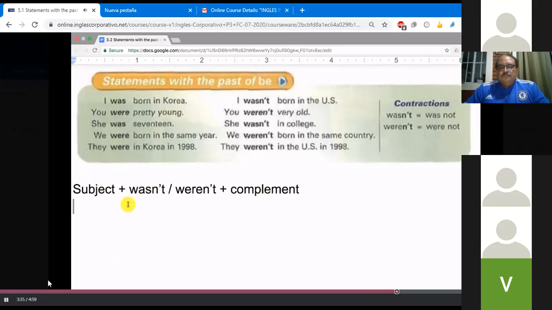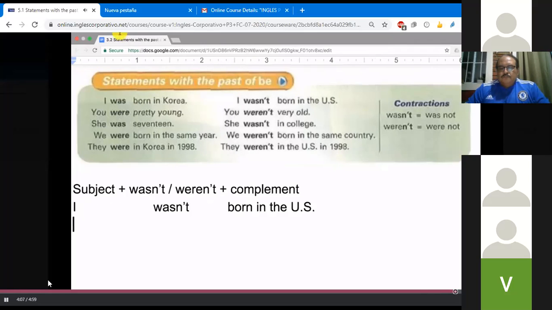Let's analyze a couple of negative examples. I wasn't born in the US. First, we need to add a subject, I. Then we will use the verb to be in the past in its negative form, wasn't. I would like to point out that this is the same as saying was not, but we will typically use contractions. Finally, we include a complement, born in the US.